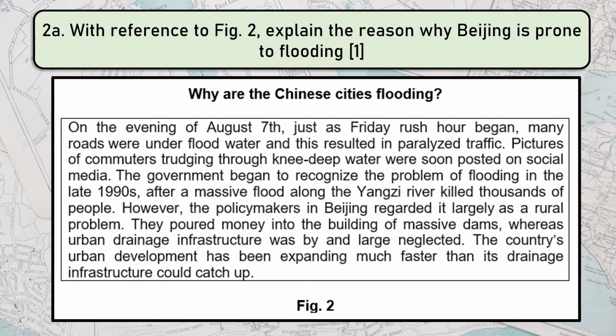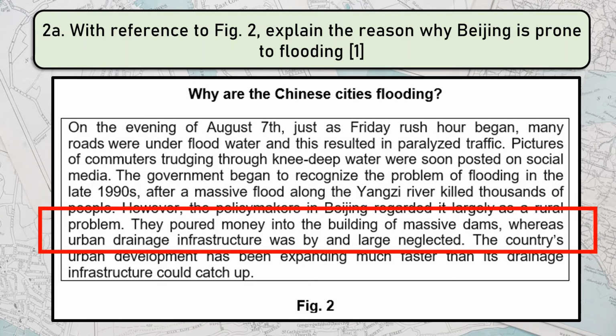So you need to identify the factor that causes Beijing to flood. If you were to find this in your textbook, this will be under the section of why are some cities more prone to flooding. Alright, so the answer is here. They poured money into building of massive dams, whereas urban drainage infrastructure was by and large neglected. So it means that they built big dams. However, the drainage system, for example, your canals, your drains in the city, weren't really developed. So when it rained, the channel capacity of these infrastructures was exceeded easily, causing floods to happen.